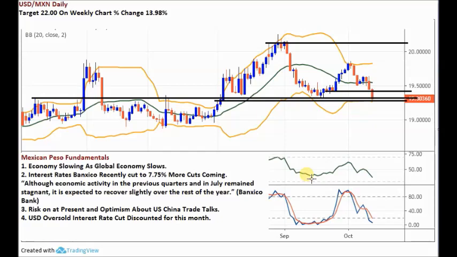We'll see how these pairs go. Obviously, I put USD TRY in the guest pair section. I haven't put USD MXN in yet. If anyone wants me to put it in, I could put it in next week if there's enough interest in this pair.